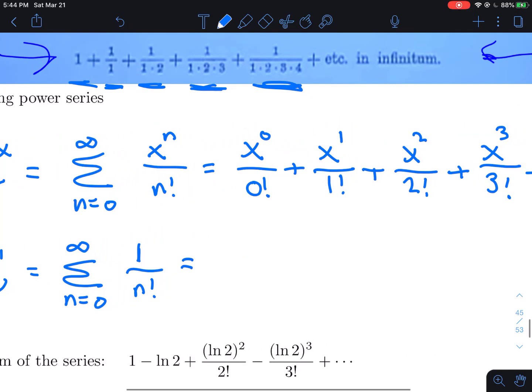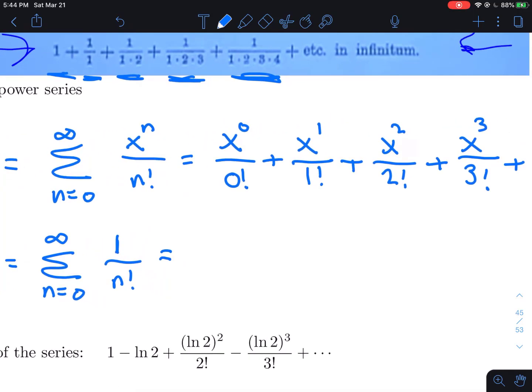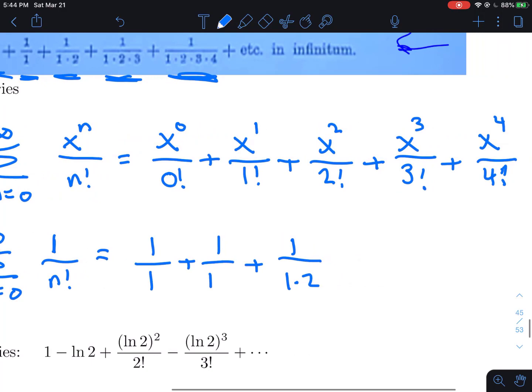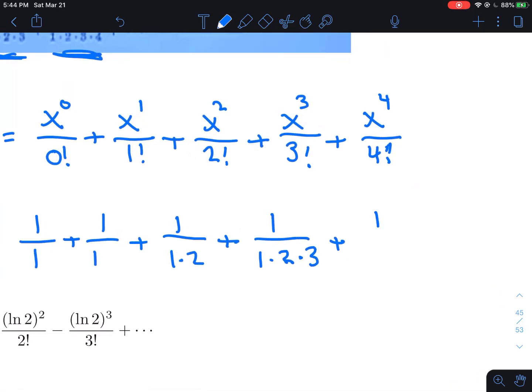If I plug in 1 everywhere I see an x, well, 1 to the 0 power is going to be 1. Divided by 0 factorial, that's 1. 1 to the first power, 1 divided by 1 factorial, that's 1. 1 squared, that's 1 divided by 2 factorial, that's 1 times 2. 1 cubed, that's 1 divided by 3 factorial, 1 times 2 times 3. 1 to the 4th power is 1. 4 factorial is 1 times 2 times 3 times 4. And this keeps on going. I should have that up there as well.